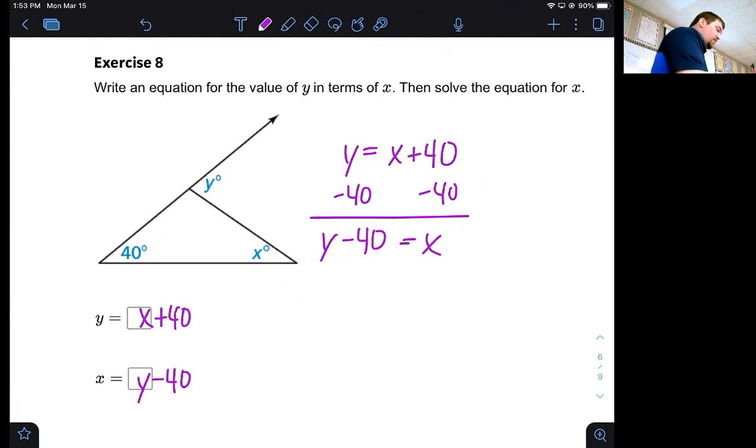Yeah, if they told me what this angle was, then I could tell you what x and y both are, but I don't know what that angle is. So that's the only answer. Y equals x plus 40, and then rearrange it, and you get x equals y minus 40. It's a variation of the same equation, so I can't even use systems of equations to solve for it.